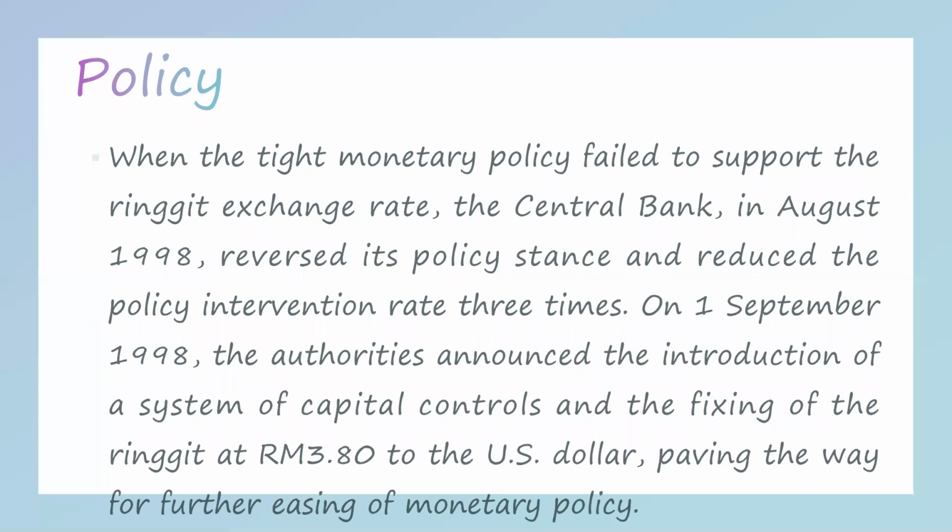When the tight monetary policy failed to support the ringgit exchange rate, the central bank in August 1998 reversed its policy stand and reduced the policy intervention rate three times. On 1st September 1998, the authorities announced the introduction of a system of capital control and the fixing of the ringgit at 3.8 to the US dollar, paving the way for further easing of monetary policy.